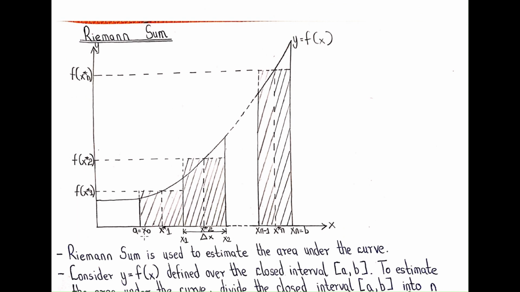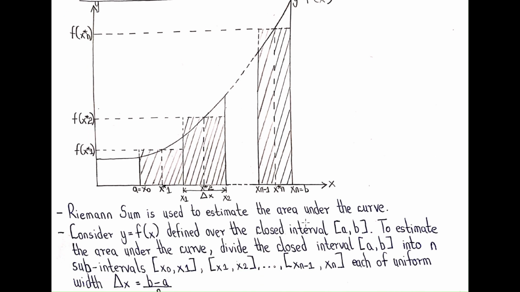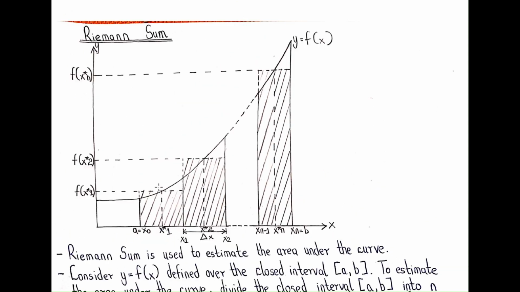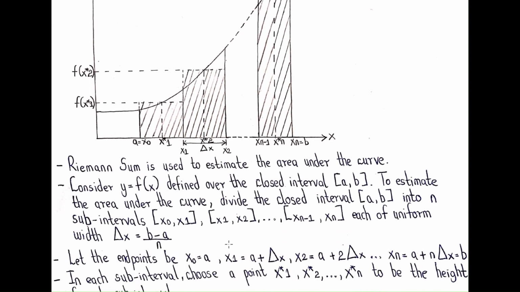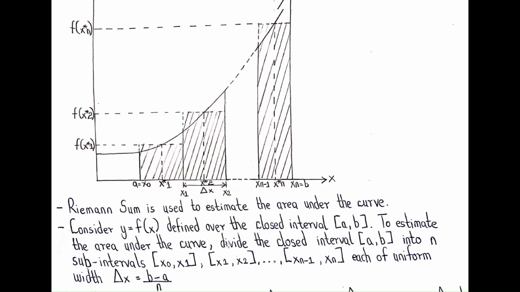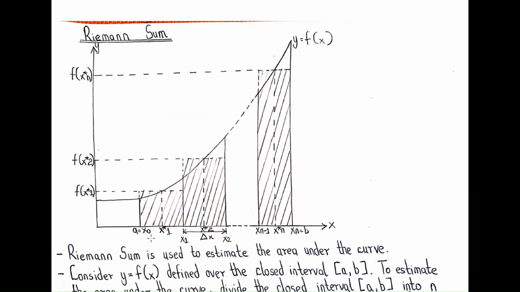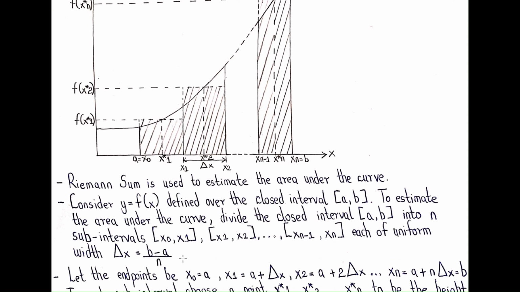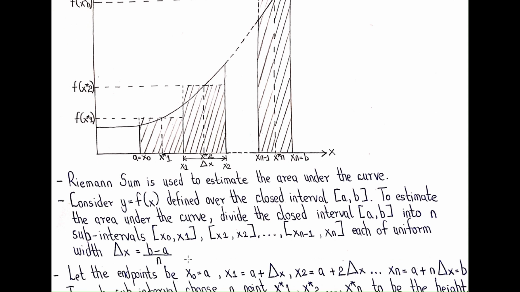For example, x0 and x1 is a sub-interval, x1 and x2 is a sub-interval, and xn minus 1 and xn is also another sub-interval, each of uniform width delta x. So delta x is the space between two endpoints, for example the space between x1 and x2, and it is equal to b minus a over n, which is the number of subintervals.